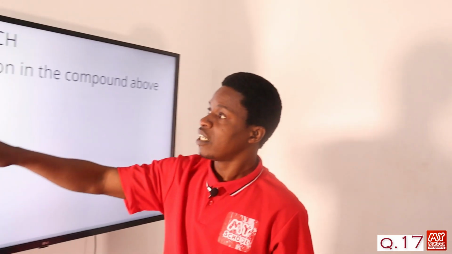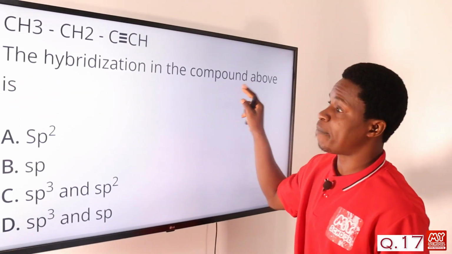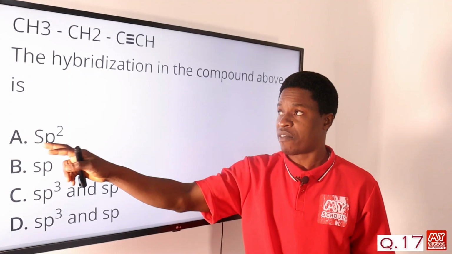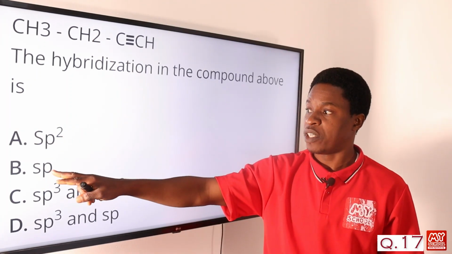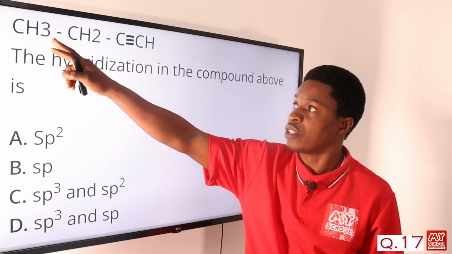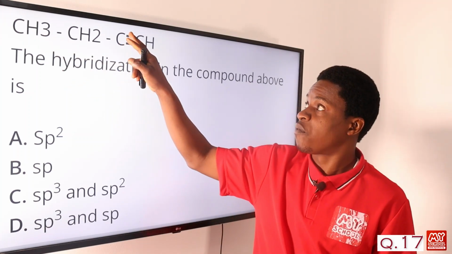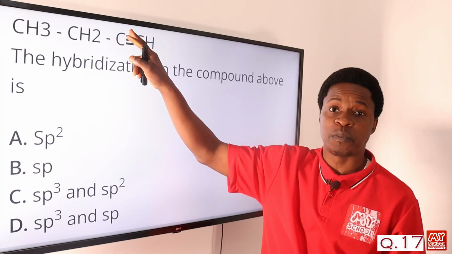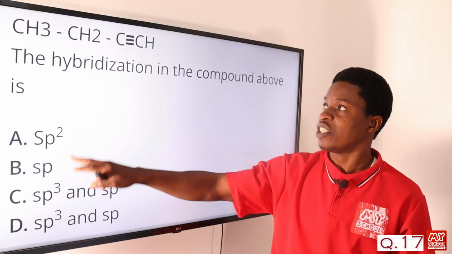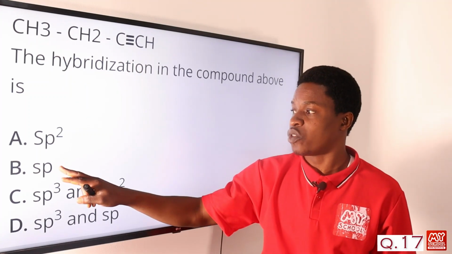Option A says, the hybridization in the compound above is sp2. We don't even have a double bond carbon here, so this is not correct. sp, yes, we have sp at this point, where we have carbon triple bond with a single bond here. This is an sp3 hybridization, but it is not the only two. We still have another one here, so this will not fly.